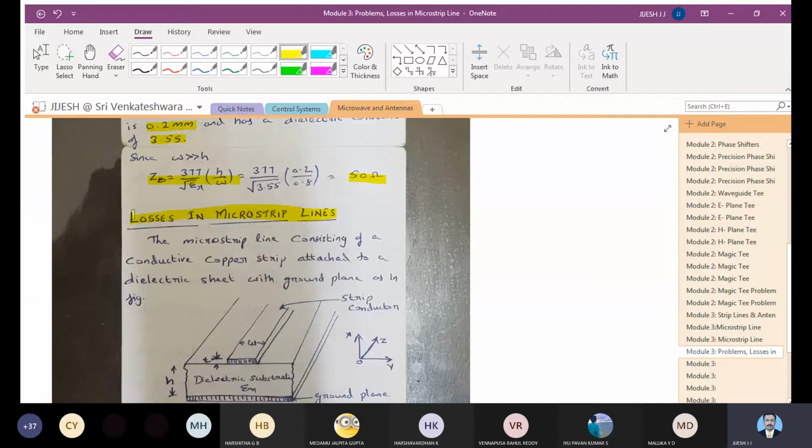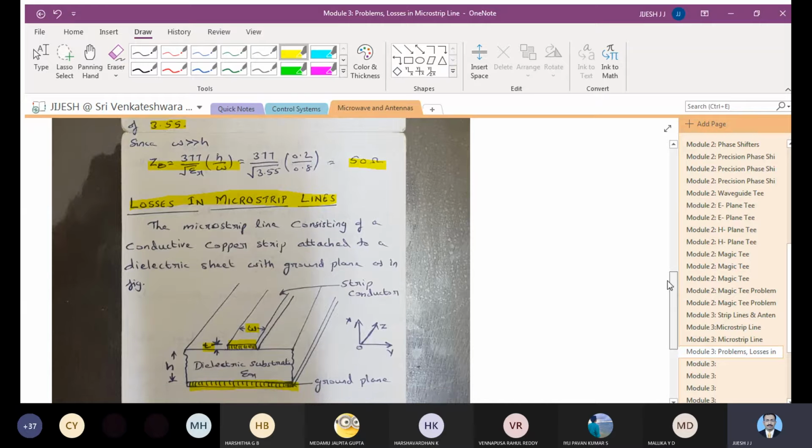Here you can draw this figure, where you keep a strip conductor of width W and thickness T, and the height of the dielectric substrate is H, placed on top of the ground plane. In the same figure, the strip conductor has a thickness of T and width of W, on top of the dielectric substrate epsilon r, and the bottom portion is the ground plane. Once you complete the problem, you can draw this figure.